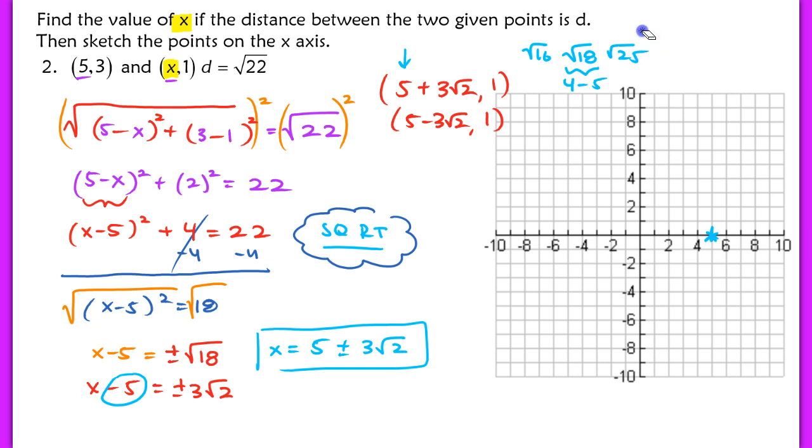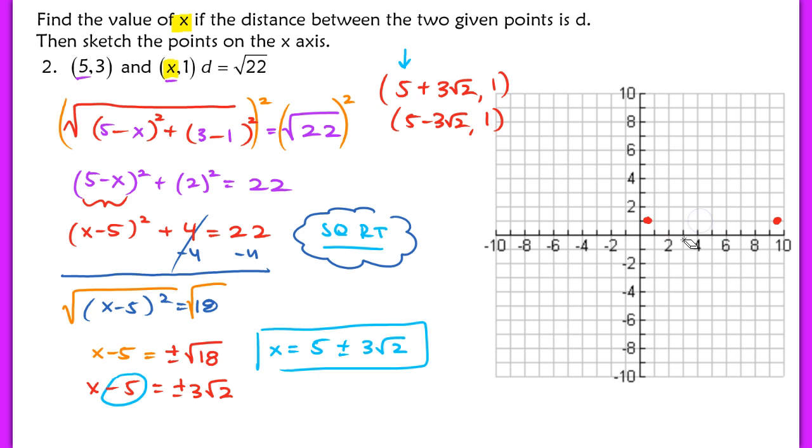So when we graph here, the x value is going to be between 4 and 5 units away from this 5. So when I do 5 plus 3 root 2, I'm going 1, 2, 3, 4, and about 5 units away. Okay, so I'm falling somewhere in between there, and then I'm shifting up 1 unit. So there's where that coordinate would be. Okay. Now, I do the same thing when I take 5 minus 3 root 2. So I start at 5, and I'm going to go backward to the left. 1, 2, 3, 4, and about 5 units. So there's where my other point would be if I shifted up 1.